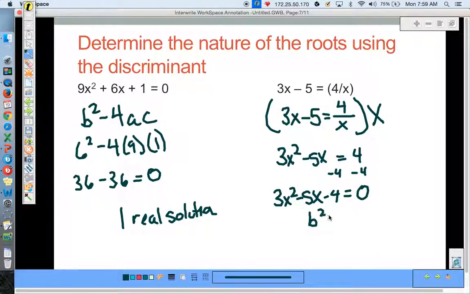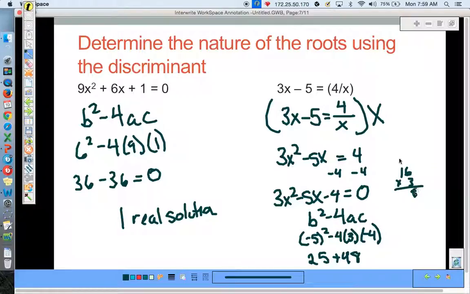And then we'll find our b squared minus 4ac. So we have negative 5 squared minus 4 times 3 times negative 4. So let's see, 25 plus 48, is that? 16 times 3. Yep. And I know that's going to be positive, so this one has 2 real.